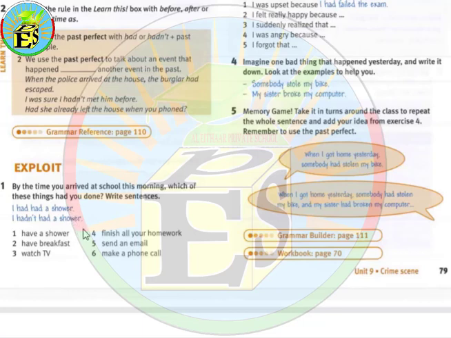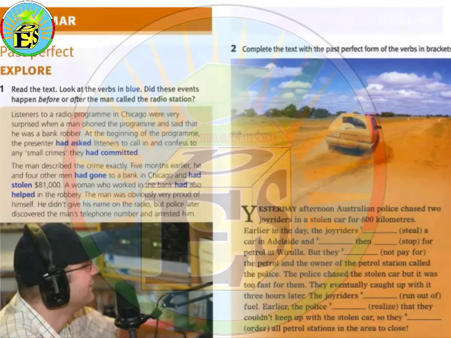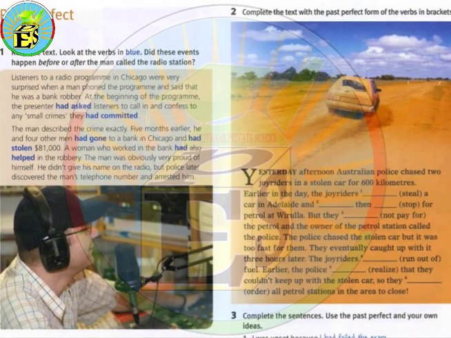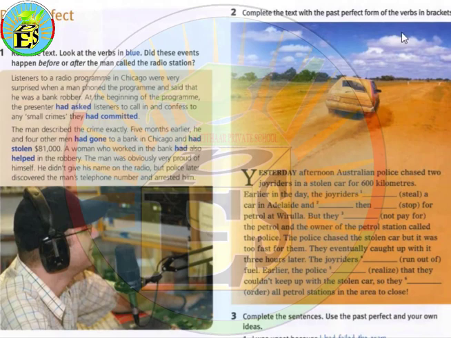Okay, so I want you to write all these sentences in your notebooks. Now let's go for the next exercise. Complete the text with the past perfect form of the verbs in brackets. We have here a text, so please you have to read it and complete the gaps, or fill in the gaps with the verbs in the past perfect form. So in all of them you have to use had plus the past participle of the verb in brackets. Okay, you have enough time? Go ahead.